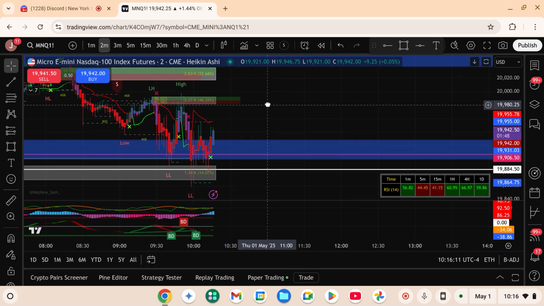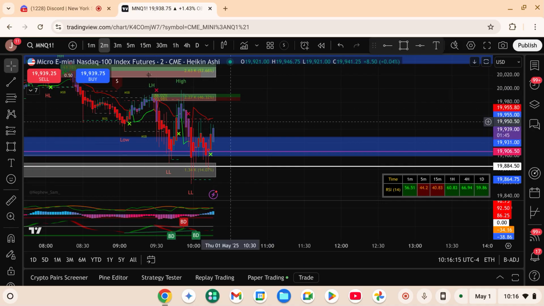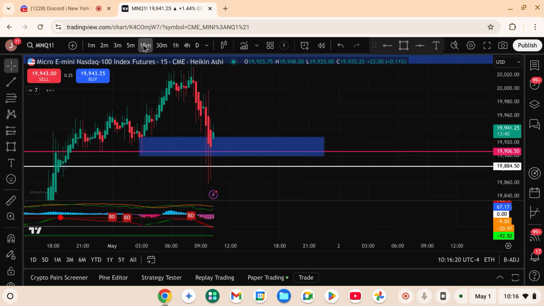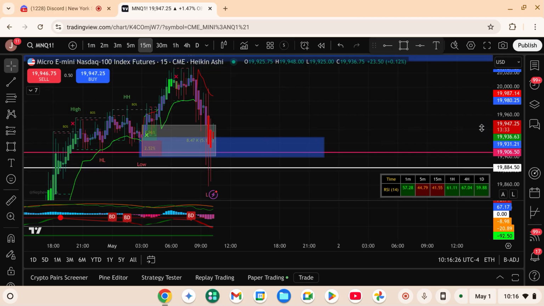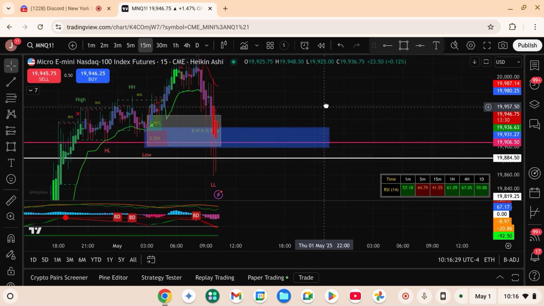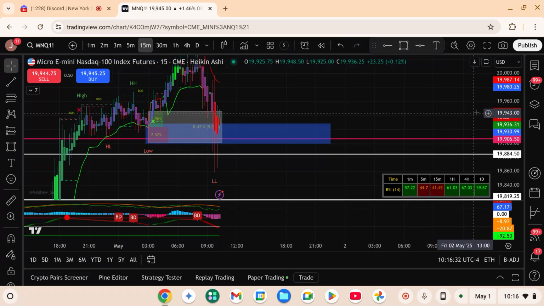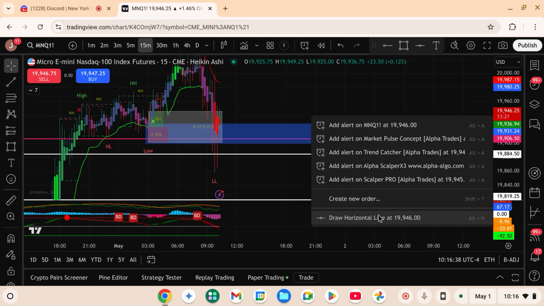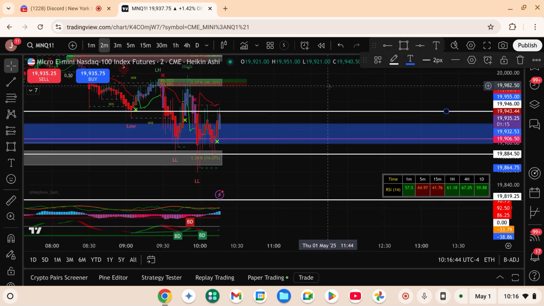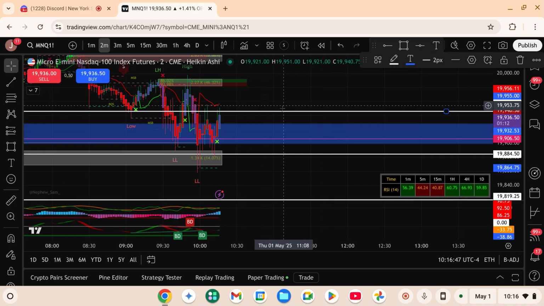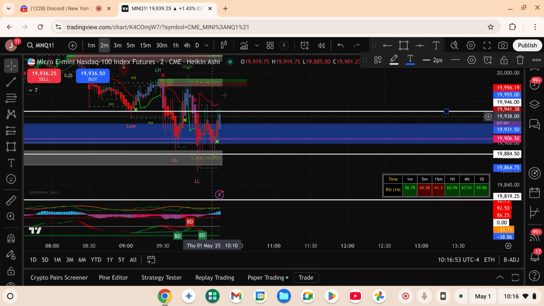So let's do. Let me look at the 5 minute. Or I mean the 15 before I decide. There it is. So this is the top of that 15-minute order block. If we could break out of here, then we'll take longs.